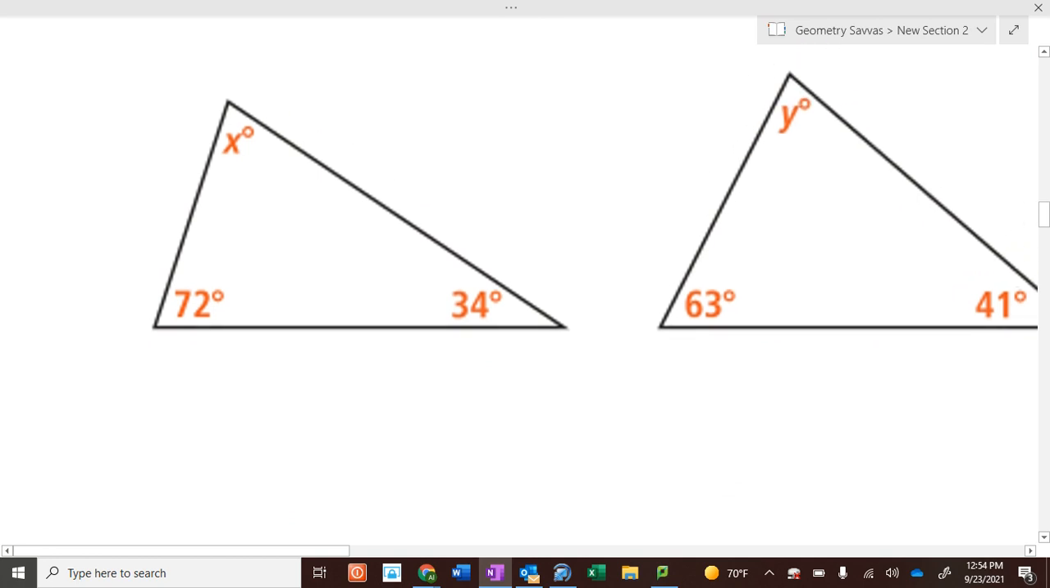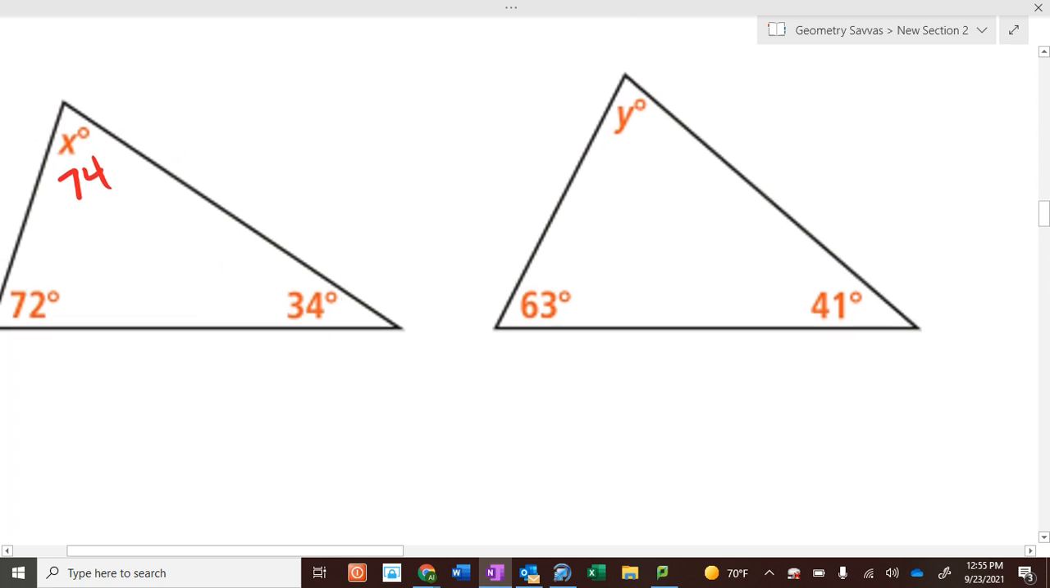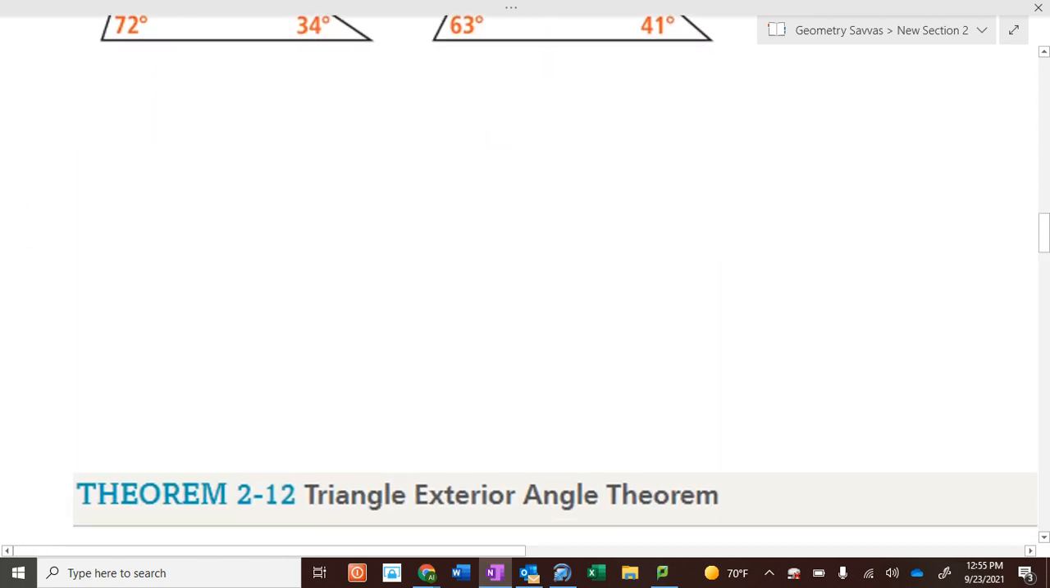All right, 34 and 72. Well, what's 70 plus 30? 100. What's 2 plus 4? 6. So we have 106. What's 180 minus 106? 74. What's 63 plus 41? Well, what's 60 plus 40? 100. What's 1 plus 3? 4. 104. What's left for this? 76. Okay, easy peasy lemon squeezy. All right, so we can handle that.